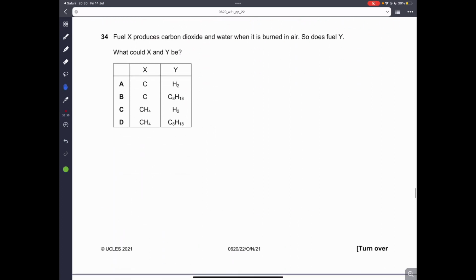34. Fuel X produces carbon dioxide and water when it is burned, and so does fuel Y. What could X and Y be? Now, they produce carbon dioxide and water. This is called a combustion reaction. This basically occurs for every organic material.